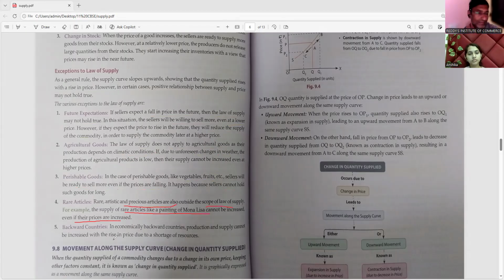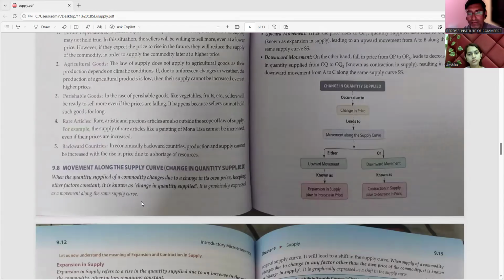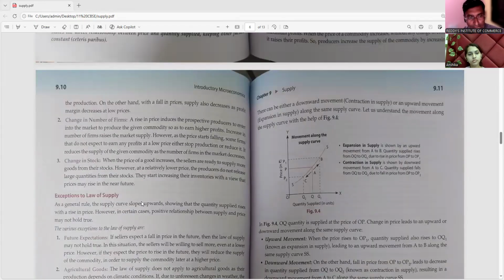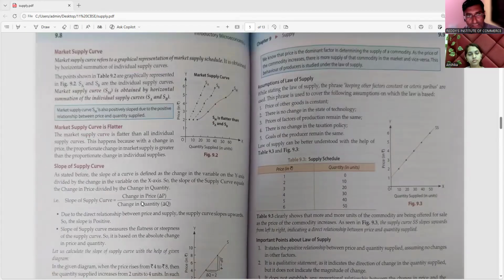Now, backward countries. Backward, it means what? Underdeveloped countries. In economically backward countries, production and supply cannot be increased with the rising price due to shortage of resources. Right? Wherever there is unavailability of resources, in this case, we cannot apply this kind of rule. So these are the exceptions. This is the law of supply theory, right?